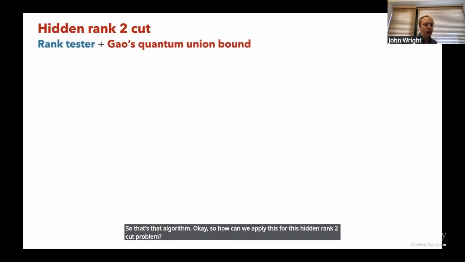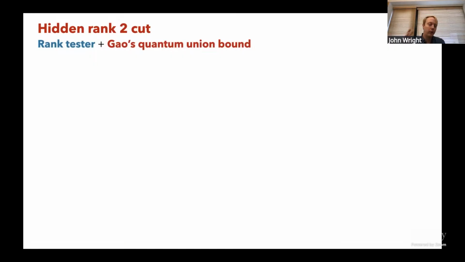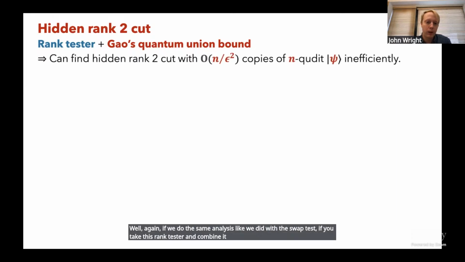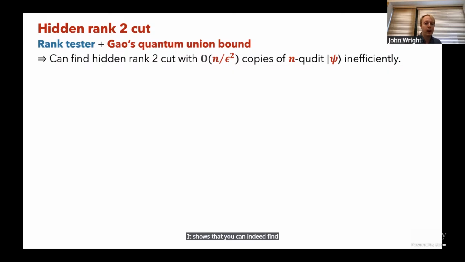Okay, so how can we apply this for this hidden rank 2 cut problem? Well, again, if we do the same analysis like we did with the swap test, if you take this rank tester and combine it with Gao's quantum union bound, it shows that you can indeed find a hidden rank 2 cut with n over epsilon squared copies of psi, but inefficiently. Okay, so the question is, can we do this efficiently?